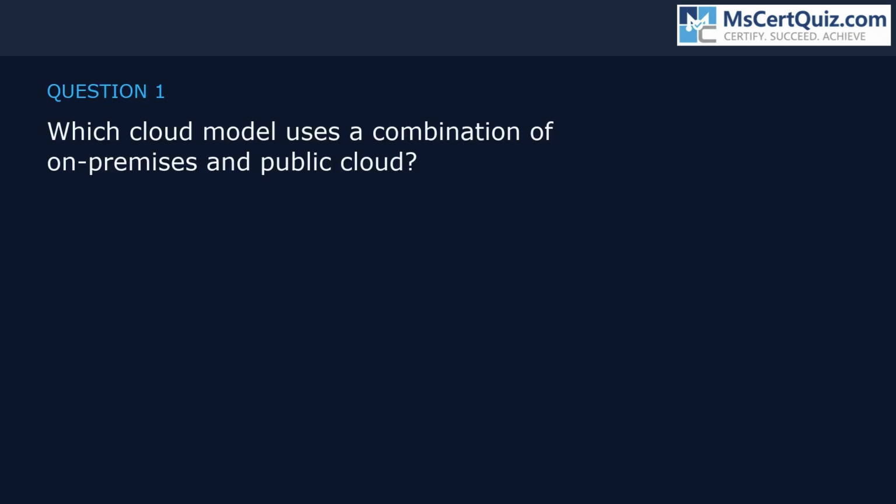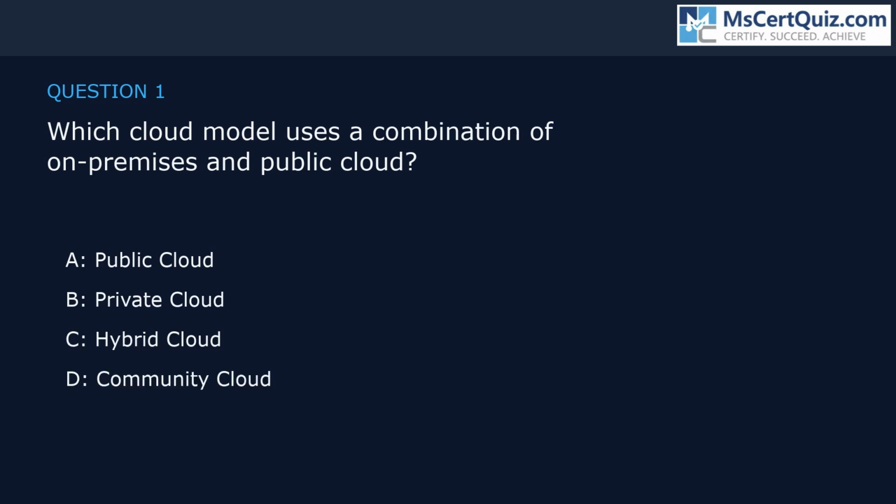Question 1. Which cloud model uses a combination of on-premises and public cloud? Option A, public cloud. Option B, private cloud. Option C, hybrid cloud. Option D, community cloud.